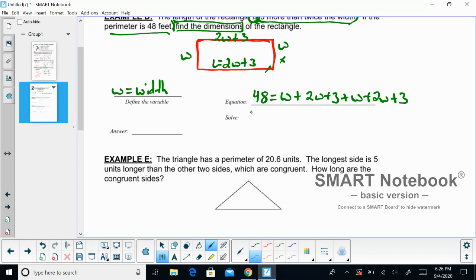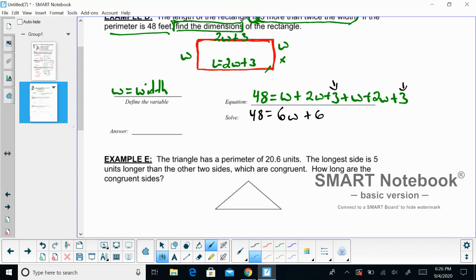We're going to take 48 equals, and we're going to combine like terms. So I have a W plus a 2W, that's 3W, plus another W is 4, plus 2 more, 6W. Now we'll combine our constants. I have 3 plus 3, that's 6. Remember, our constants are the numbers without variables. Okay, so my equation can simplify down to this.